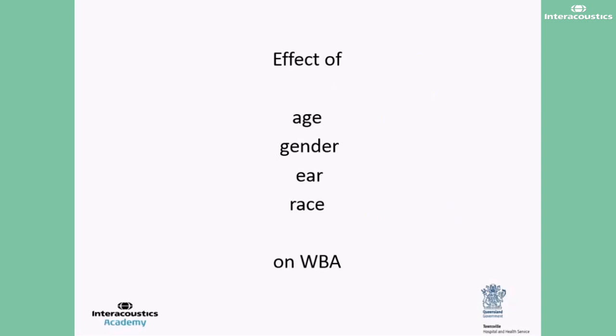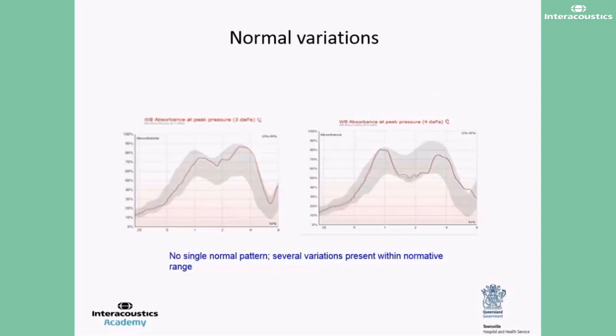So let's take the factor of age. Before that, you can see that there's no single pattern to determine a normal wideband absorbance, both in the ambient and pressure conditions. Instead, there can be several variations within the normative range. So clinicians need to focus on the overall pattern rather than just the individual frequencies. The frequency range between 1 and 4 kHz is the most important frequency range for middle ear assessment, whereas the low frequencies are more of a contribution from the ear canal.